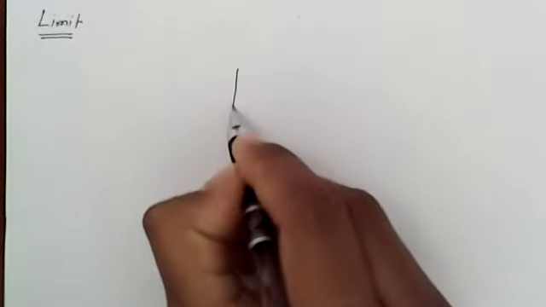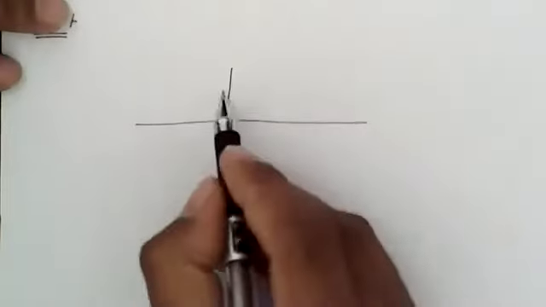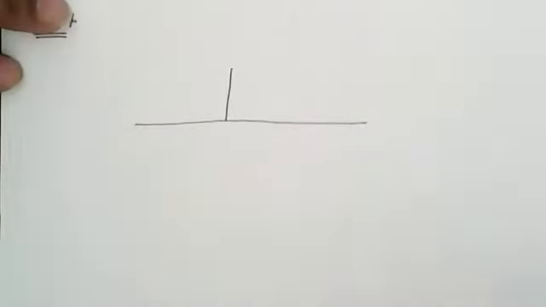Now, let's discuss limit. Before going to the mathematical definition, I will not directly discuss the mathematical definition of limit, but let me give you an example. I prefer to give you an example before going to the mathematical definition. I have a wall here. So this is the floor, and I have a wall here.